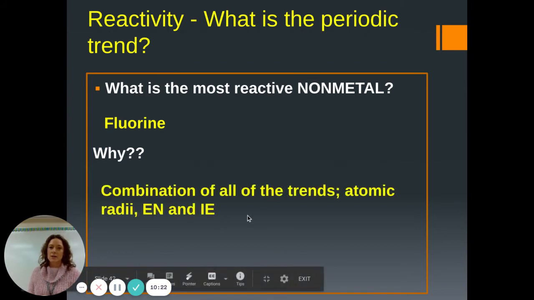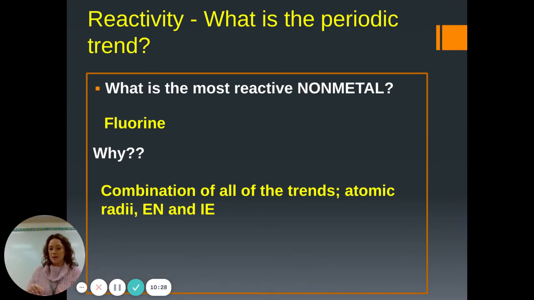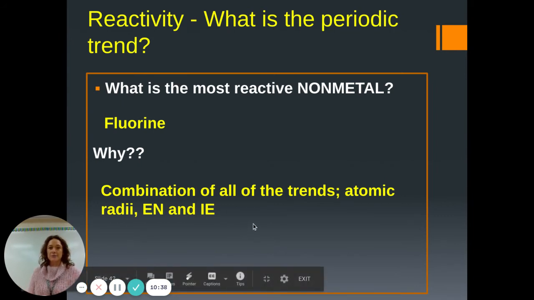Why is it so reactive? Really just a combination of all the trends. So it has a smaller atomic radius. It has the most electronegativity. The ionization energy to rip away electrons is huge. So all of those things make it extremely reactive.